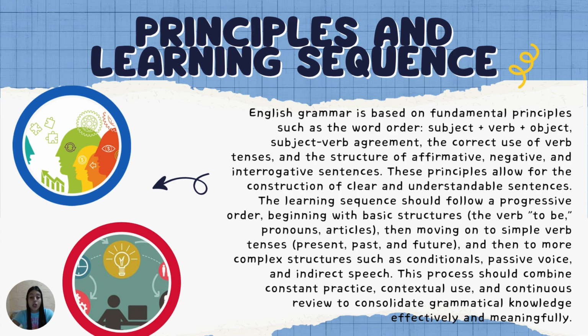The learning sequence should follow a progressive order, beginning with basic structures, the verb to be, pronouns, and articles, then moving on to the simple verb tenses, present, past, and future, and then to more complex structures such as conditionals, passive voice, and indirect speech. This process should combine constant practice, contextual use, and continuous review to consolidate grammatical knowledge effectively and meaningfully.